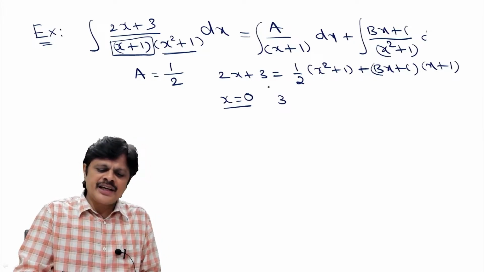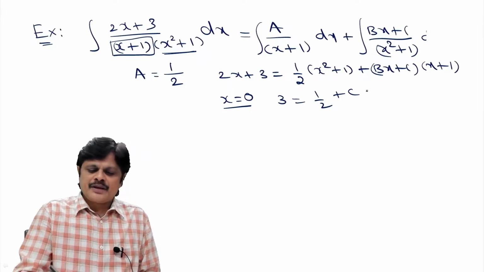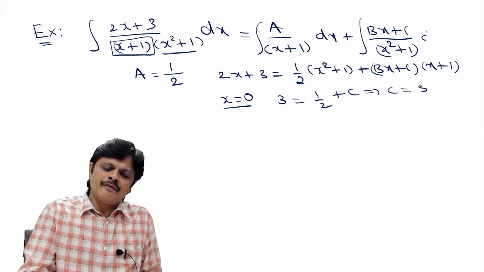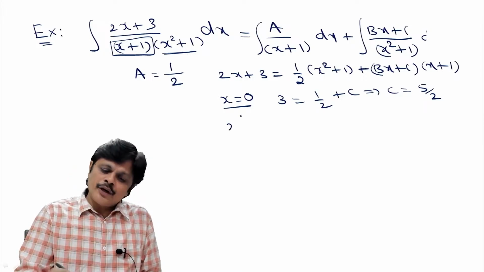Now let us put x equal to 0 in this. We get some relation: 3, because 2 into 0 is 0, so it is 1 by 2, this is 0, so c into 1, c. So that means c is equal to 3 minus half, 2 and half, or 5 by 2. Now you got c value also.